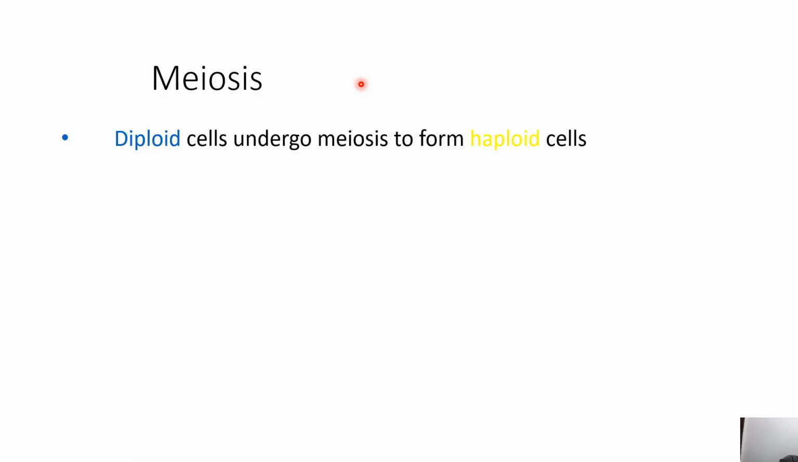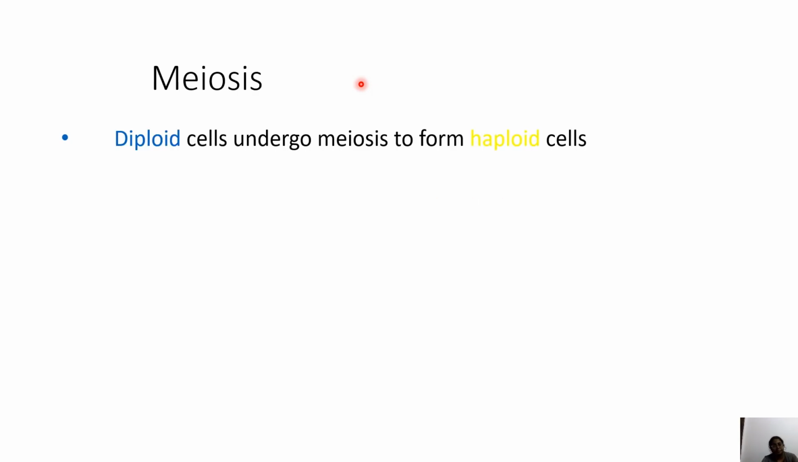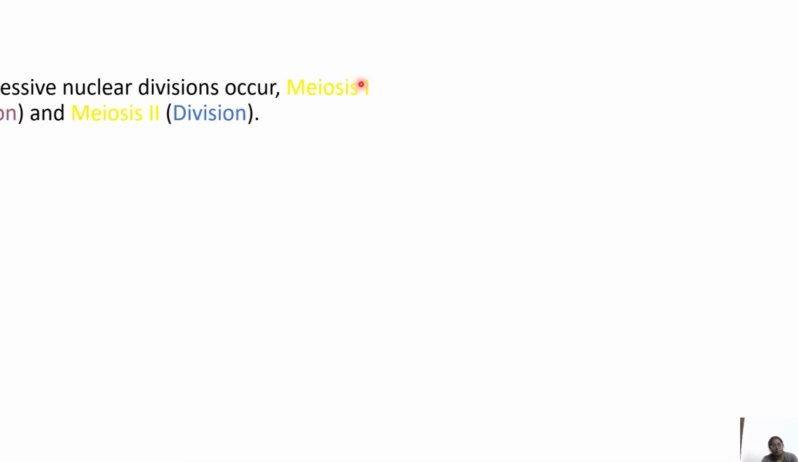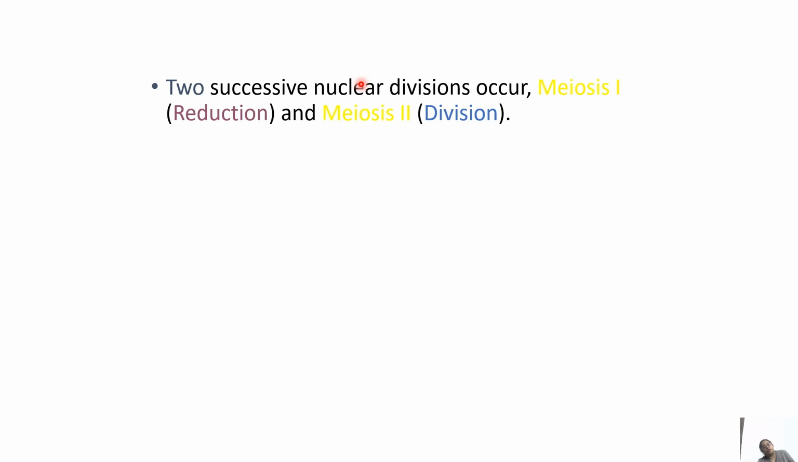Then meiosis: diploid cells undergo meiosis to form haploid cells. Meiosis potentially produces four haploid cells. Meiosis involves two separate divisions, so two successive nuclear divisions occur. Meiosis 1 is reduction, meiosis 2 is division. So the number gets reduced, whether it will be n or 2n, that gets decided in meiosis 1 only. From 2n we get the n, and meiosis 2 is basically a replica of mitosis only.